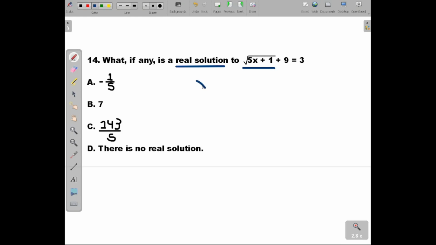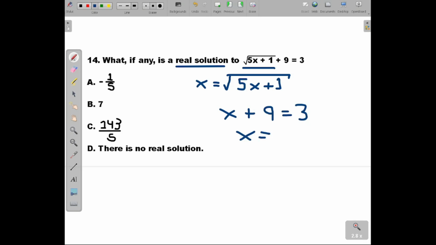So let's say that x is equal to the square root of 5x plus 1. The square root of 5x plus 1 plus 9 is equal to 3. That means that x will be 3 minus 9. So finally, x has to be equal to negative 6. And we cannot get a negative square root. So there is no real solution. The right answer is D.